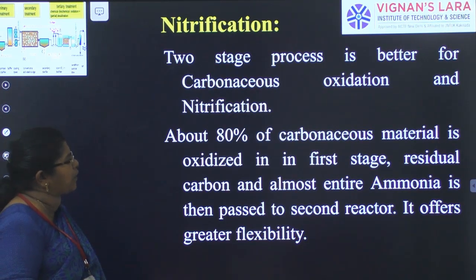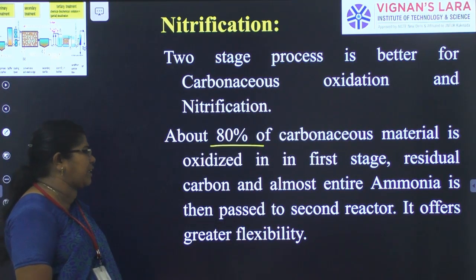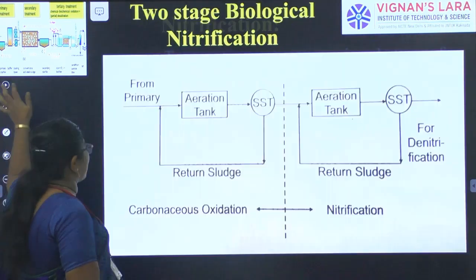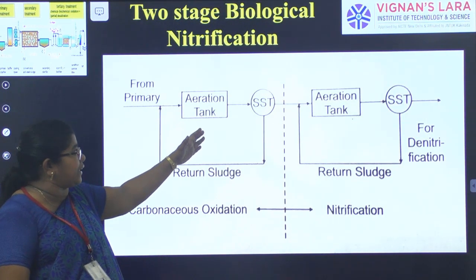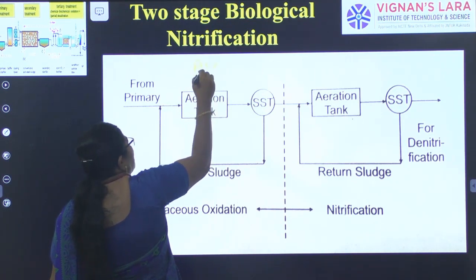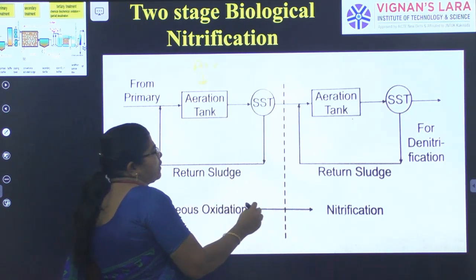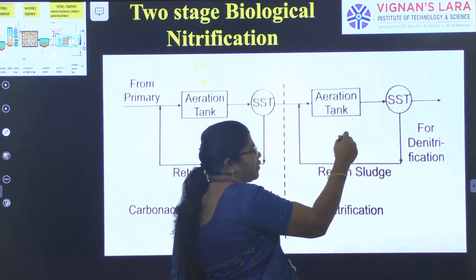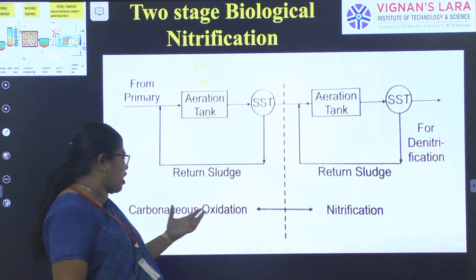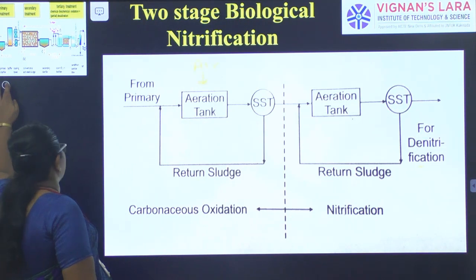A two-stage process is better than combined carbonaceous oxidation and nitrification. 80% of the carbonaceous material is oxidized in the first stage, and the residual carbon and almost the entire ammonia is then passed to the second reactor. It offers greater flexibility. So from the primary tank it is taken to the secondary tank, and in the aeration tank air is allowed to pass through and it is agitated, and after the agitation it is taken to the secondary treatment plant. Again it goes to the aeration tank, and then it is taken to the secondary treatment plant. This is the carbonaceous oxidation and nitrification process, and then it is taken for the denitrification process. This is one of the processes.